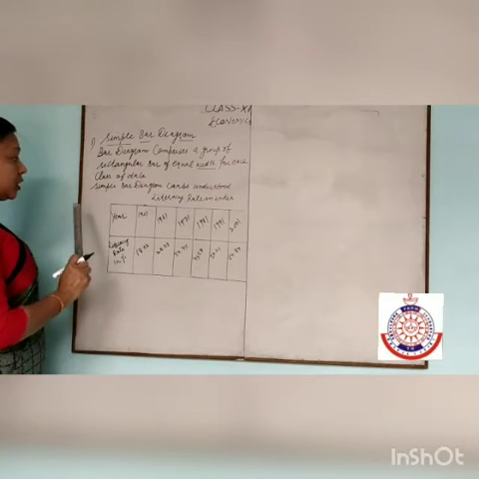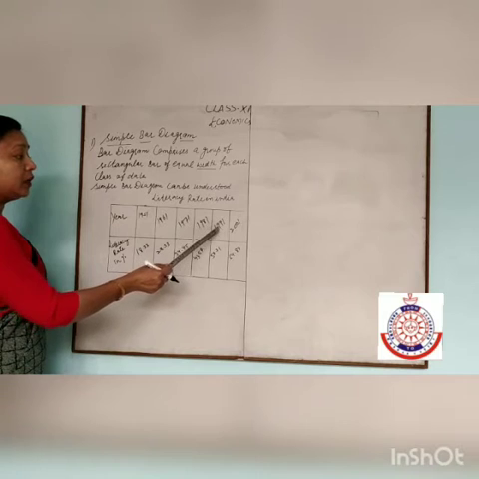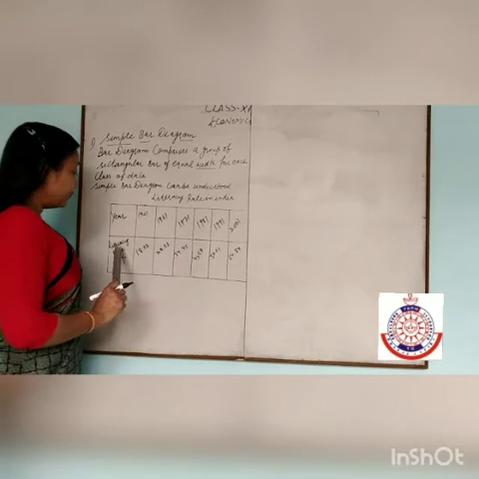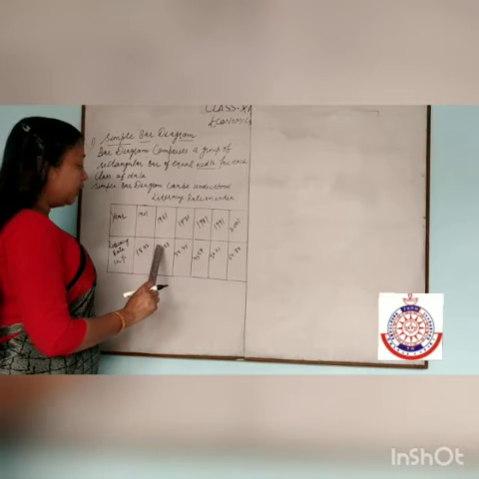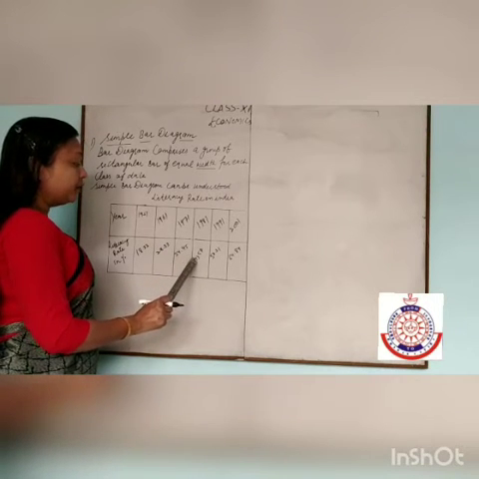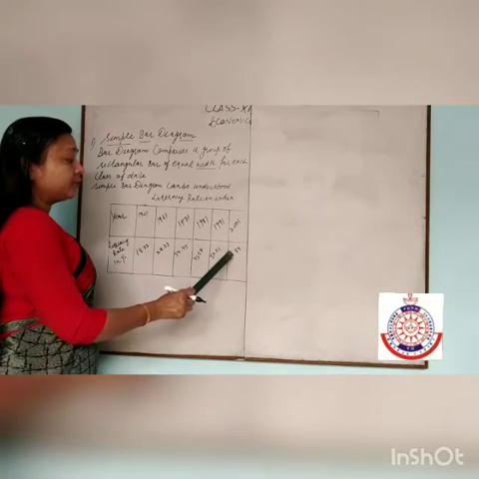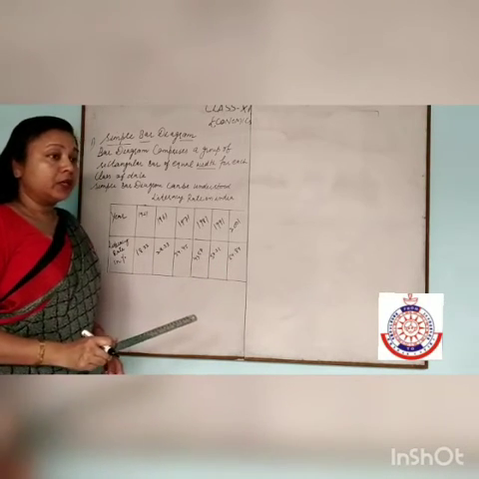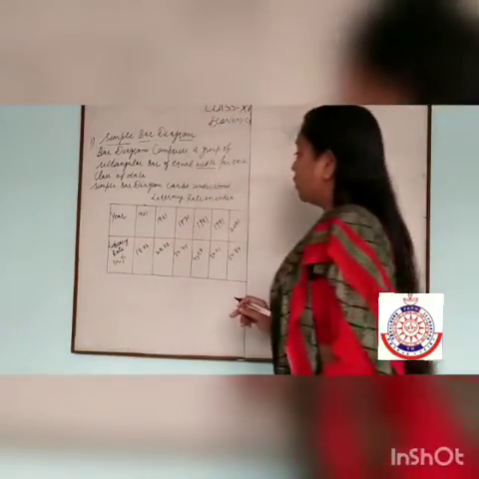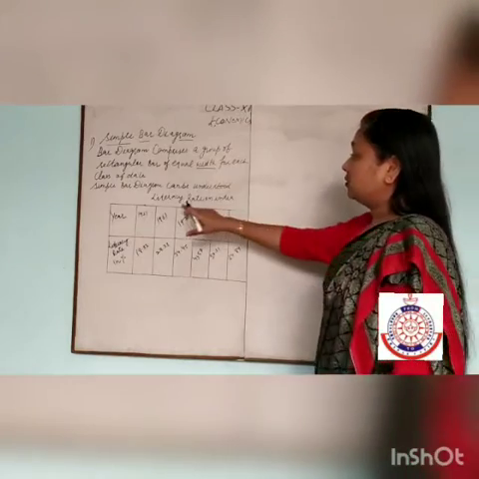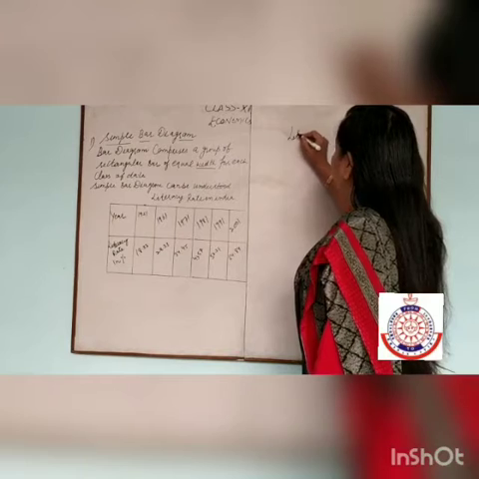Here, this question is given. Years are given: 1951, 61, 71, 81, 91 and 2001. And literacy rate percentage is given: 18.33, 28.33, 34.45, 43.57, 52.21 and 64.84. Now, how can we present this on the bar? First of all, we will write the heading, the title, literacy rate in India.